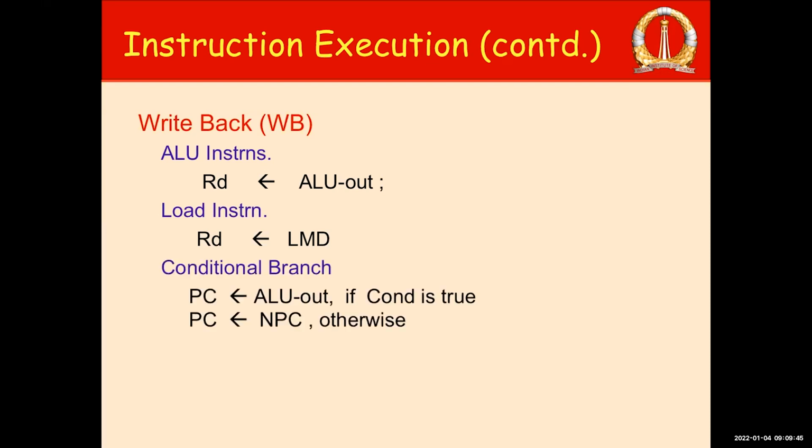In the case of conditional branch instructions, the target address which was calculated in ALU out will be copied into the program counter if the condition is true. That means if the branch condition is true, then you have to jump to this new location which was computed in ALU out, which is copied into the program counter. If the condition is false, then you just have to follow the next instruction, which is nothing but PC plus 4, available in NPC, and that is copied into the program counter. We already saw what happens in the case of the jump instruction in the previous slide, and also what happens in the case of a store instruction. So they don't go to the write back stage.